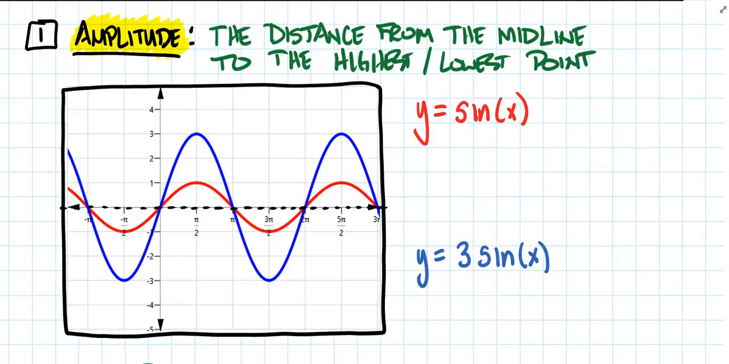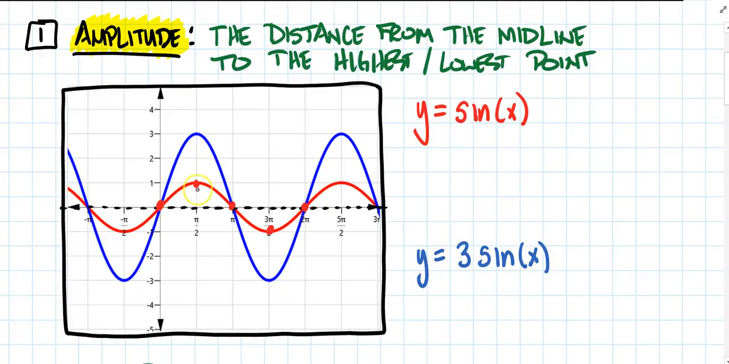And remember, we have our 5 basic dots. We have 0, 0, we have pi over 2, 1, we have pi, 0, we have 3 pi over 2, negative 1, and then we have 2 pi. So that's just one basic cycle. I gave you a larger view just for the sake of this box.